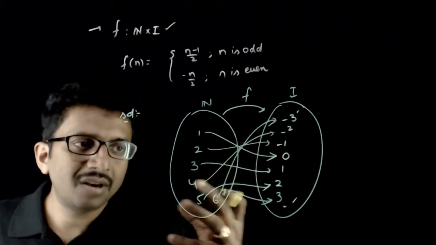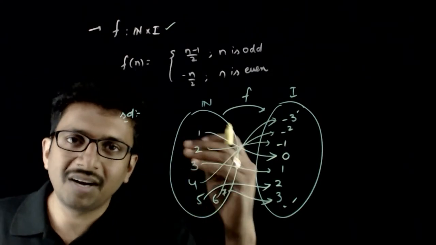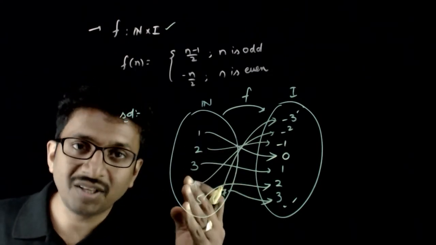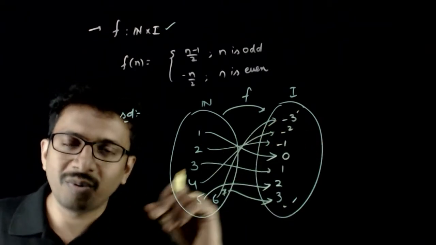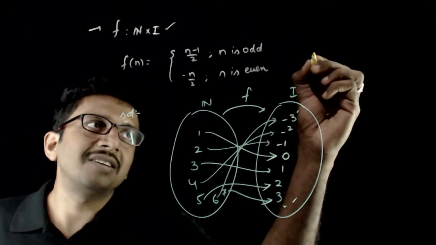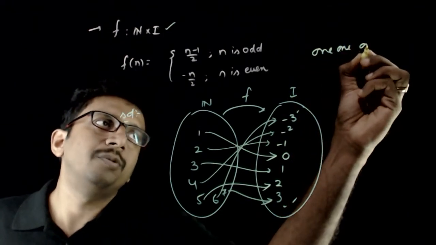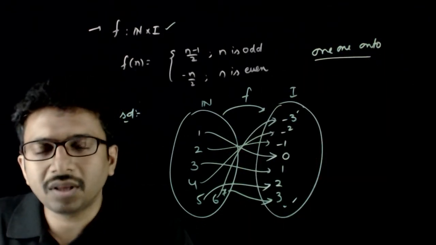So clearly you can see that different elements in the domain have different images in the codomain, and all the elements in the codomain are being mapped. Hence, this function is one-one and onto. This function is both one-one and onto.